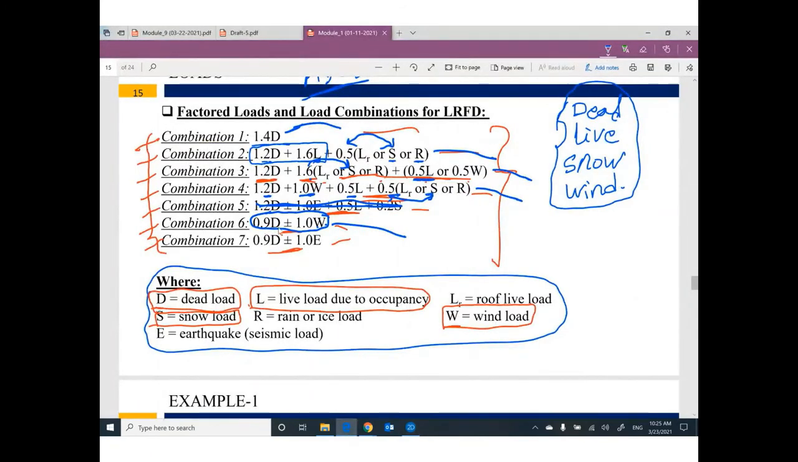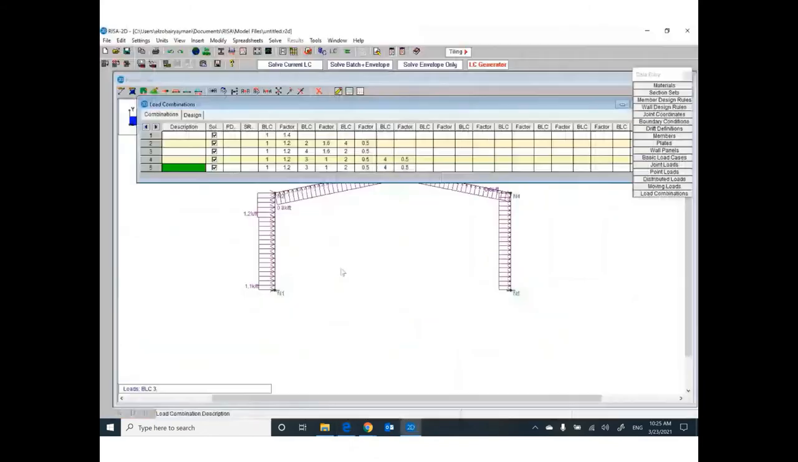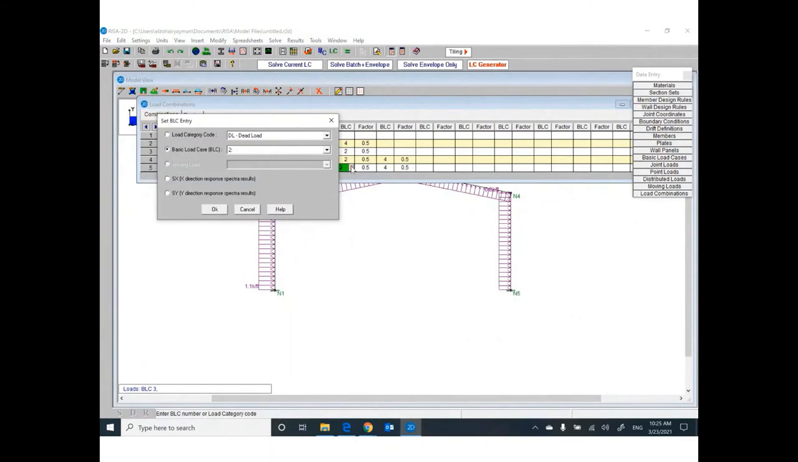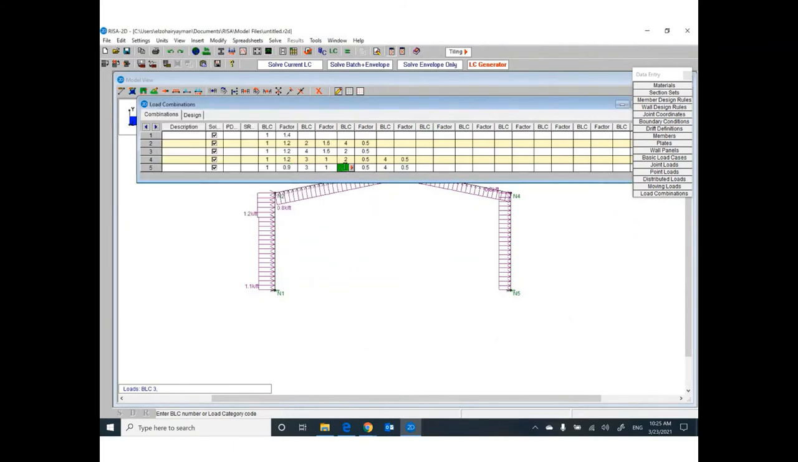The last one, 0.9 dead plus 1 wind load. 0.9 dead, and this one wind will be 1, and nothing here. How can I delete this one? There you go.